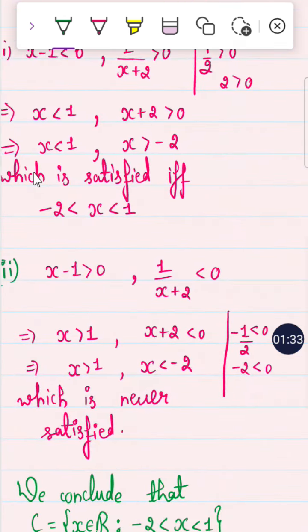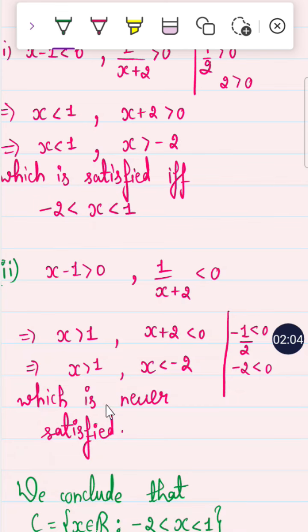Now in the second case, if A equals this, x minus 1 is greater than or equal to 0, and 1 over x plus 2 is less than 0, right? So if this is less than 0, then the reciprocal of this also is less than 0, right? How? When you take minus 1 by 2, minus 1 by 3, which is less than 0, then minus 2 is always less than 0, right? This gives you x is greater than or equal to 1 and x plus 2 is less than 0, so x is greater than or equal to 1 and x is less than minus 2.